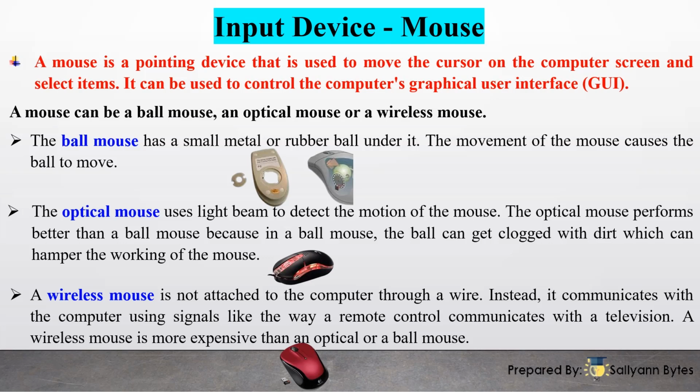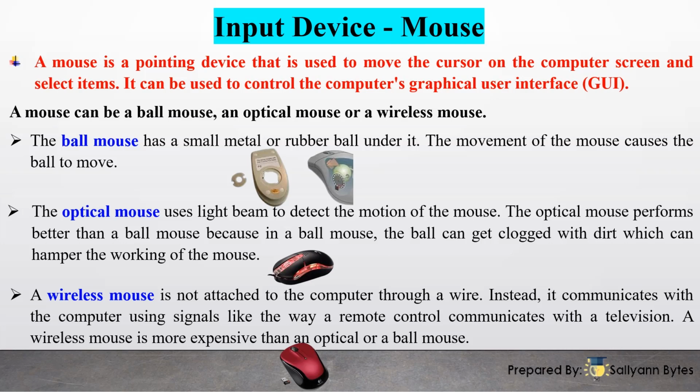The ball mouse has a small metal or rubber ball under it. The movement of the mouse causes the ball to move. Next, the optical mouse uses a light beam to detect the motion of the mouse. The optical mouse performs better than a ball mouse because in a ball mouse, the ball can get clogged with dirt which can hamper the working of the mouse.